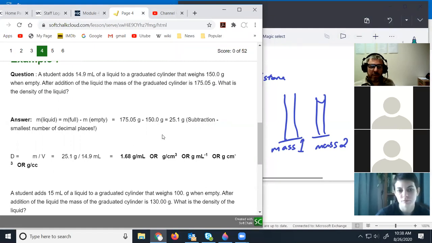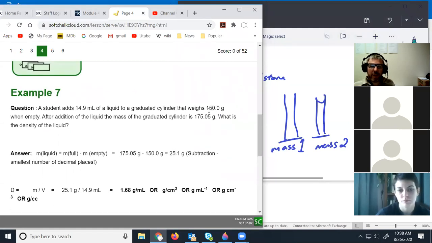All right, and the same deal. We've got the empty graduated cylinder, 150.0 grams, and the full mass, which is 175.05. Now this is going to go by number of places past the decimal. So we do 175.05 minus 150.0. We end up with 1 place past the decimal, which is why it's 25.1. And then we use that as our mass and divide by the volume that's in the problem. So that comes out to be 3 significant figures, because that's 3 sig figs and that's 3 sig figs.